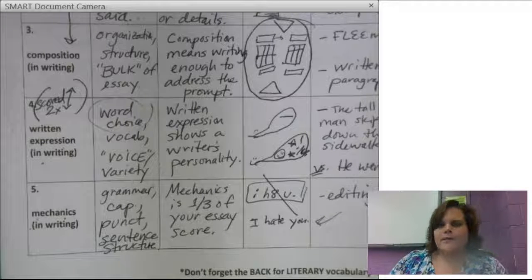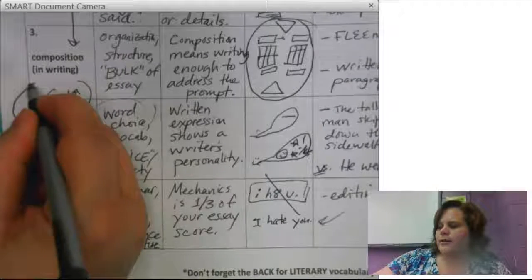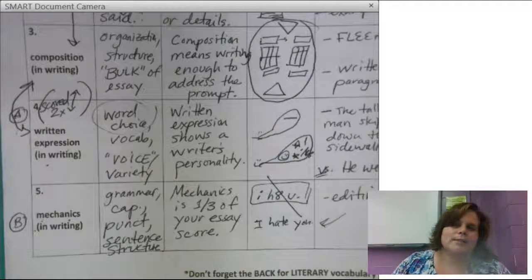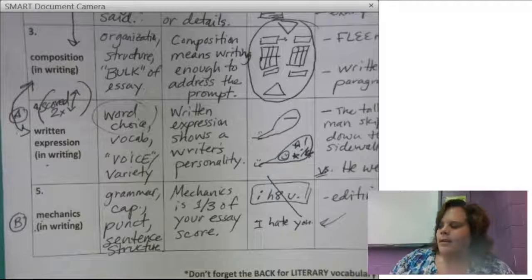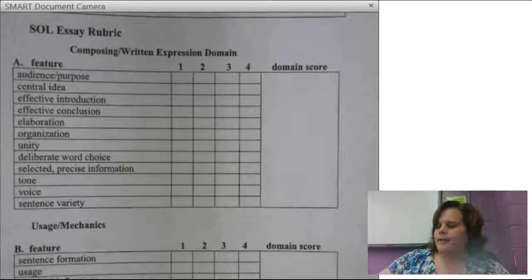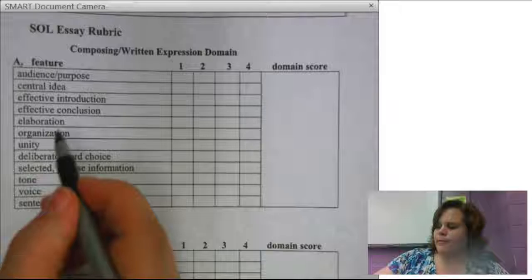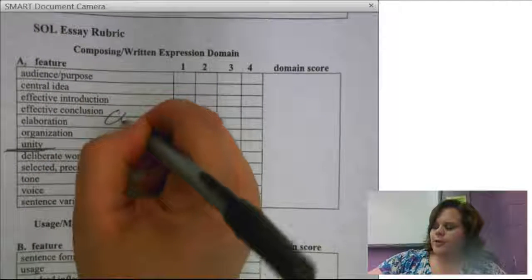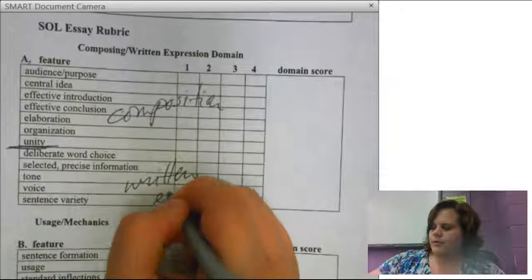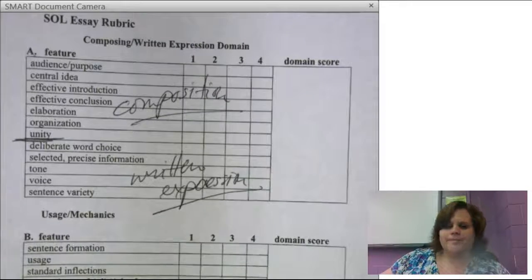The rubric that you have talks about these 3 different categories but puts them into 2. It's 2 domains. So this right here we're going to call A, and this right here is called B domain. And if you practiced this last week, this will be a little more familiar. So you don't have this paper necessarily, but you have a smaller one. These categories right here are all things in domain A. From right here on, this is all your composition. This is all your written expression. And you don't have this paper, but just kind of follow along with me. This is your composition, this is your written expression.